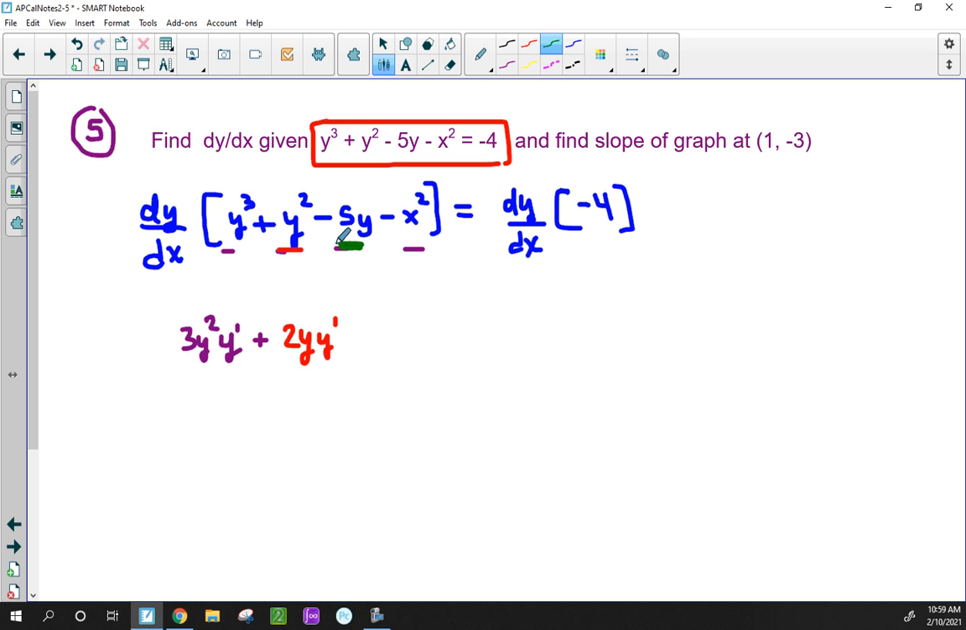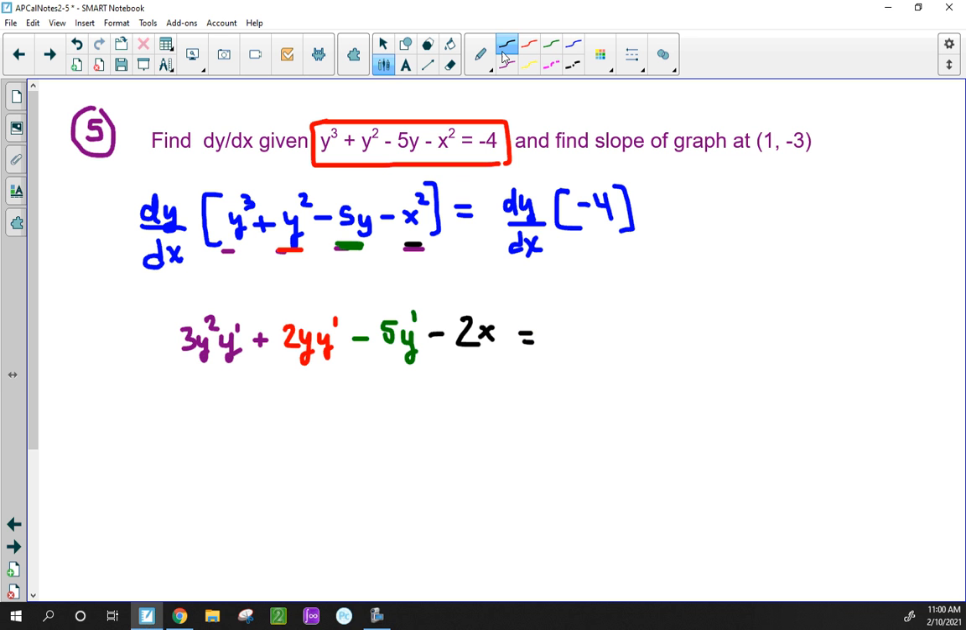Then I'm going to do the derivative of y with respect to x of -5y. So I'm going to drop my -5 down. That's the derivative of this piece. And then multiply that by y prime. Chain rule. And then I'm going to do the last term over here, derivative of y with respect to x of -x squared. These do match. So I'm just going to say -2x, and I don't have to do the chain rule because of these letters matching.